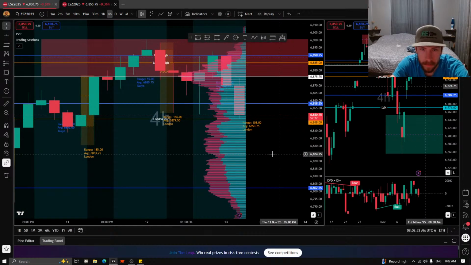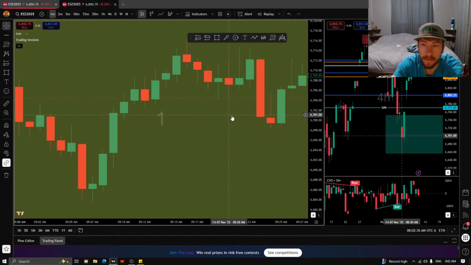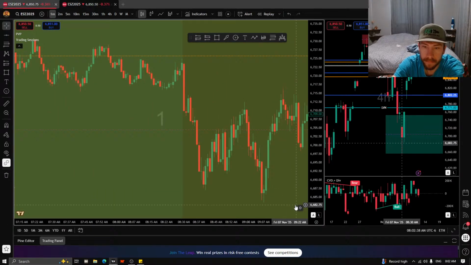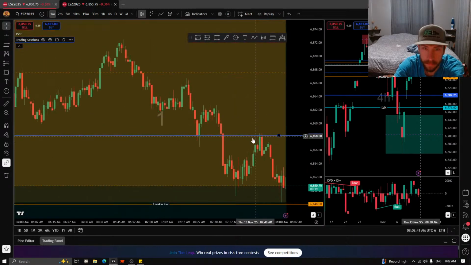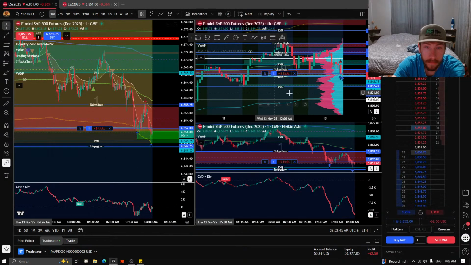So really, those are my levels. That's how I mark up my chart. And then I'll switch her back down in here. And that's how I usually mark up my chart every day.